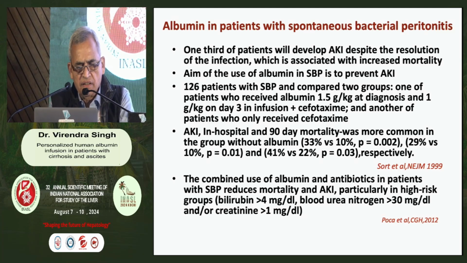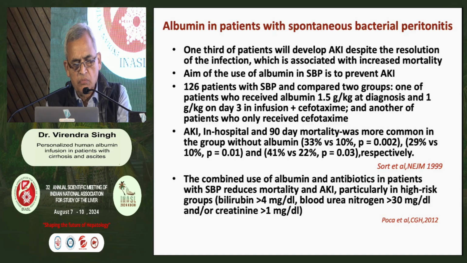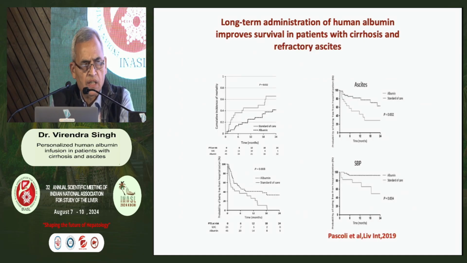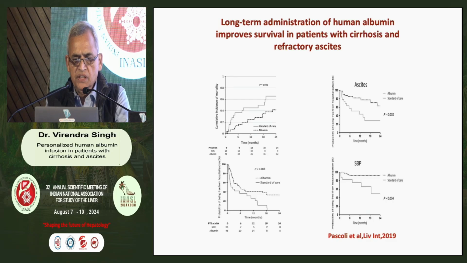In another study, the combined use of albumin and the antibiotics in patients with the SBP reduces the mortality and AKI, particularly in the high risk group. That is, if the bilirubin is more than 4, blood urea nitrogen is more than 30, and creatinine more than 1 milligram per dl. Now coming to the long-term administration of the human albumin in these patients, these were patients with the refractory ascites and in which they gave the long-term administration of the albumin and which was effective.